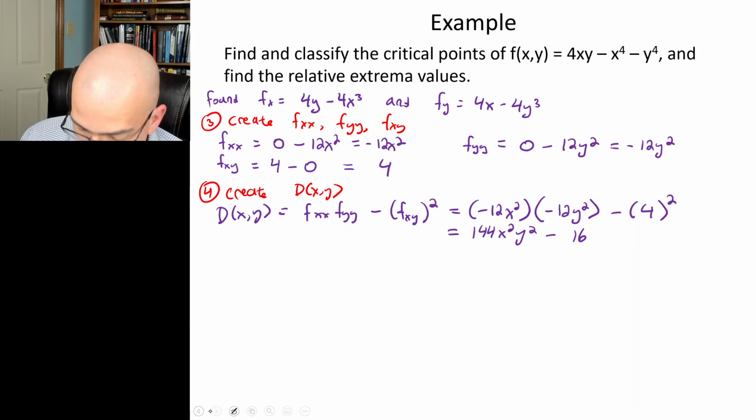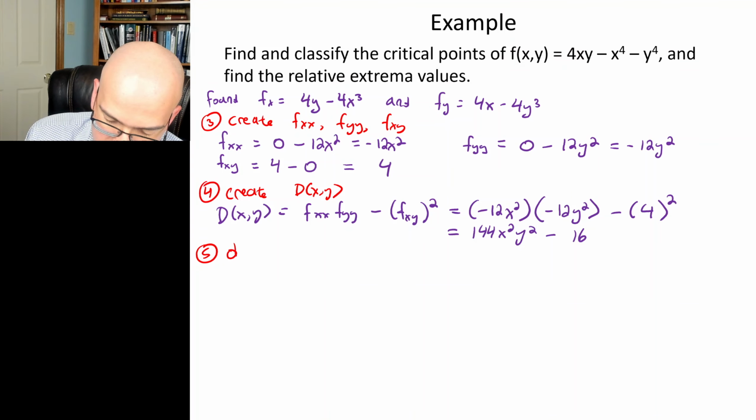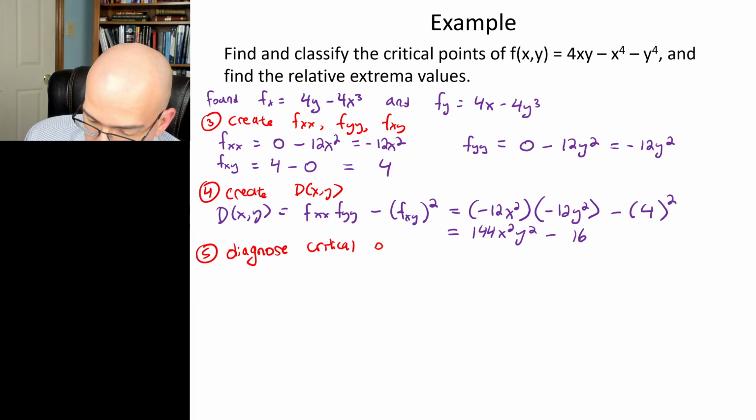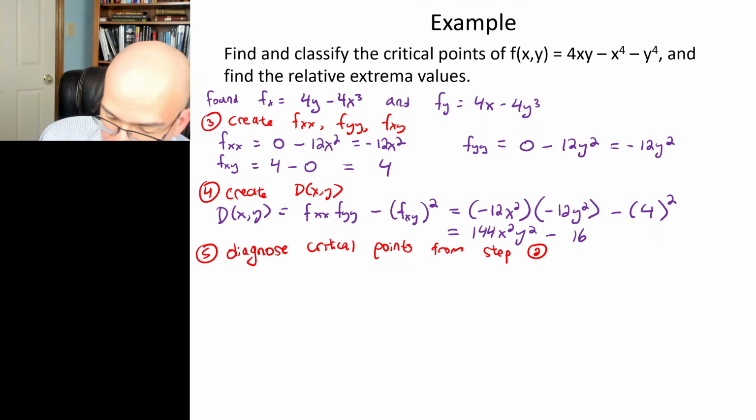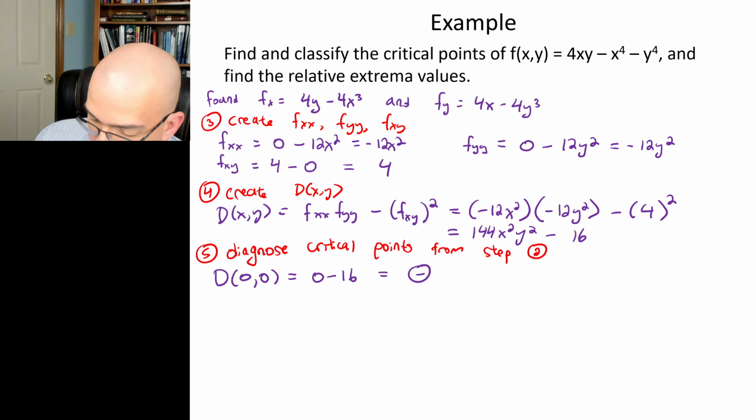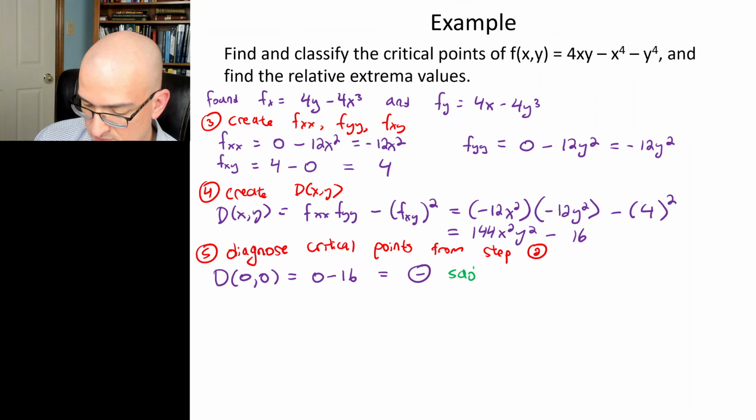All right, now we are going to diagnose our critical points from step 2. So we diagnose each one. Capital D of 0, 0 is equal to 0 minus 16, which is negative. That means it's a saddle point. We can filter it out. We can stop the analysis. Not a max or a min. Saddle point at 0, 0.